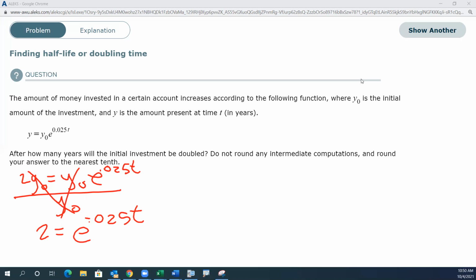Okay. All right, so we can now convert to log form.